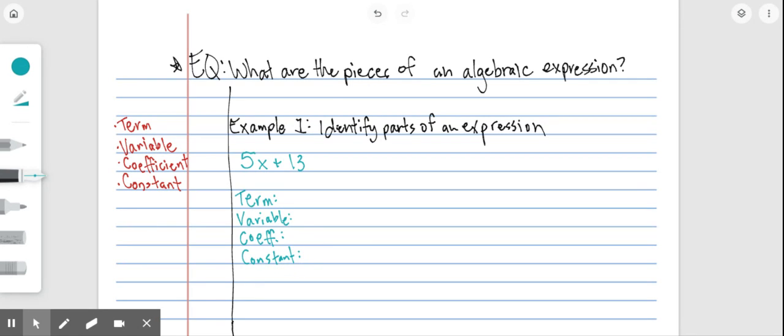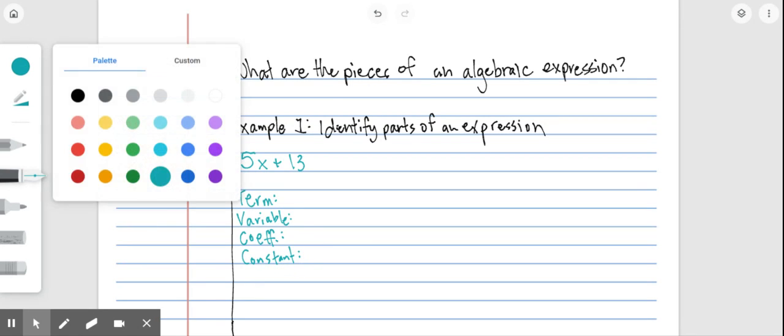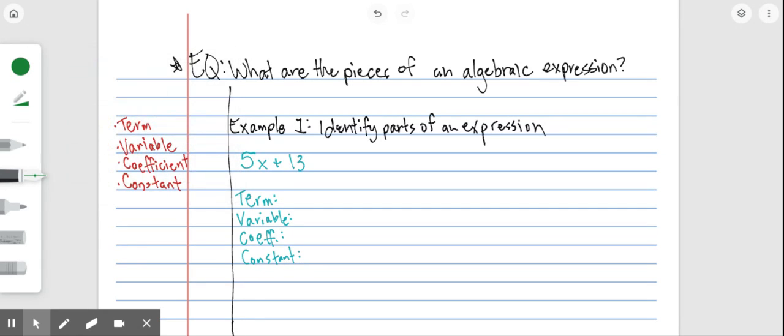All right, so we'll start with terms. The terms of an algebraic expression are the pieces without addition. So I look to the left of this addition sign and I see one piece here. So 5x is a term. Okay, and then I look to the right of the addition sign and I see this term here, 13. Okay, so I've got two terms, 5x and 13. So over here I'm going to write that there are two terms, in case the question asks how many terms are there.